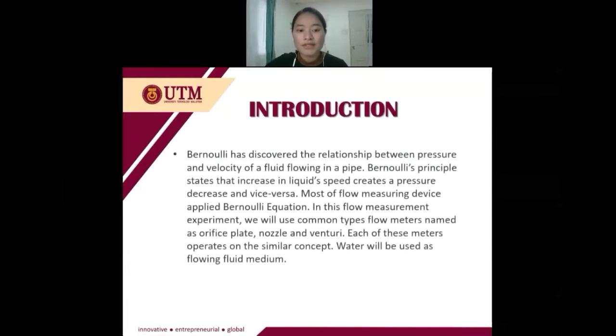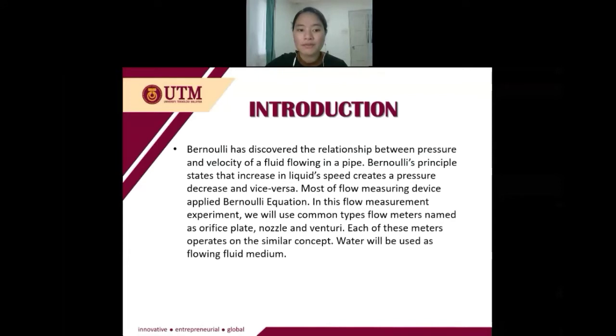Introduction. Bernoulli discovered the relationship between pressure and velocity of a fluid flowing in a pipe. Bernoulli's principle states that an increase in liquid speed creates a pressure decrease and vice versa, which means when pressure is high, velocity will be low. Most flow measuring devices apply the Bernoulli equation. In this flow measurement experiment, we will use common types of flow meters named orifice plate, nozzle, and venturi. Each of these meters operates on a similar concept, and water will be used as the flowing fluid medium.